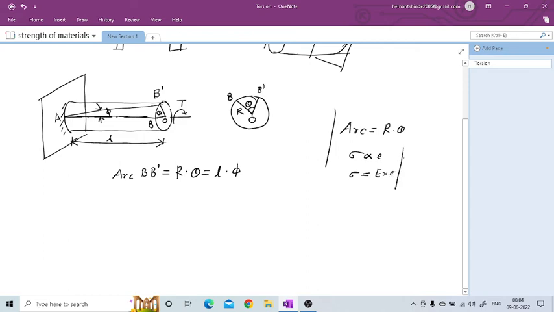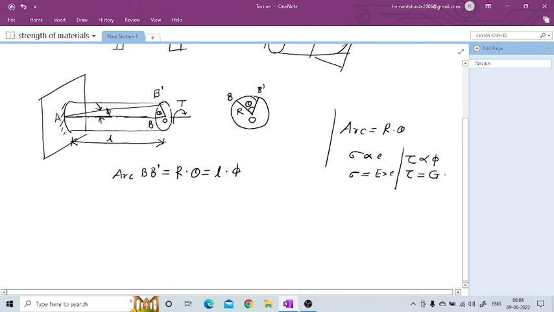Same thing we can write in case of shear stress. So this is for normal stress. I will write for the shear stress. So shear stress is proportional to shear strain. Okay, and if we remove the proportionality, then it will be modulus of rigidity into strain. So shear stress is equal to modulus of rigidity into strain. Both the formulas are the same. This is for direct, that is tensile or compressive stress, and this is for shear.